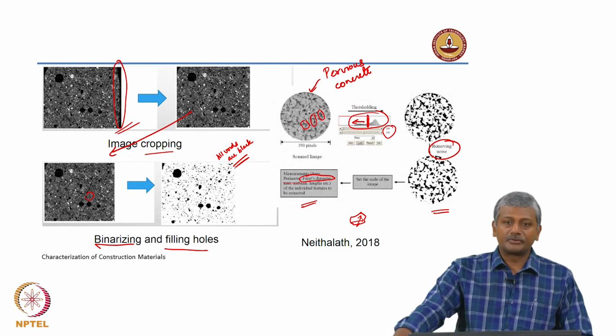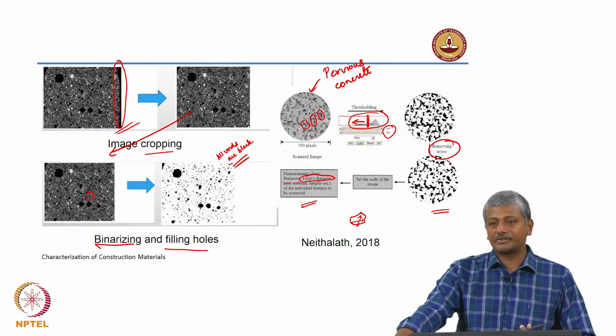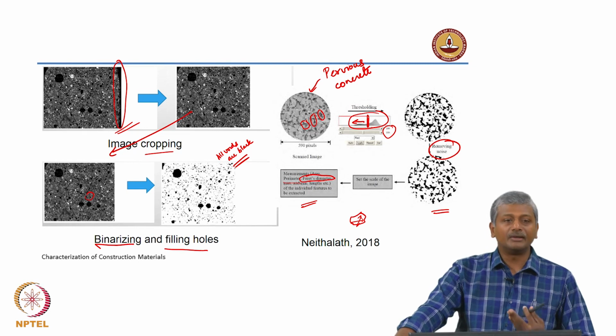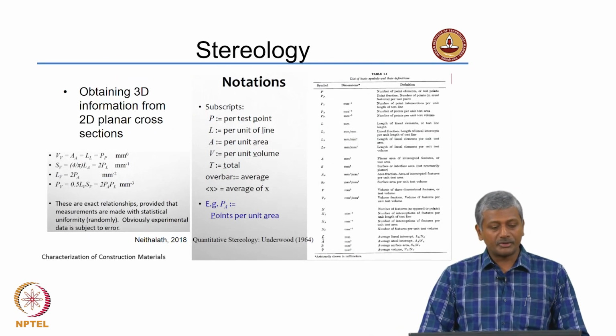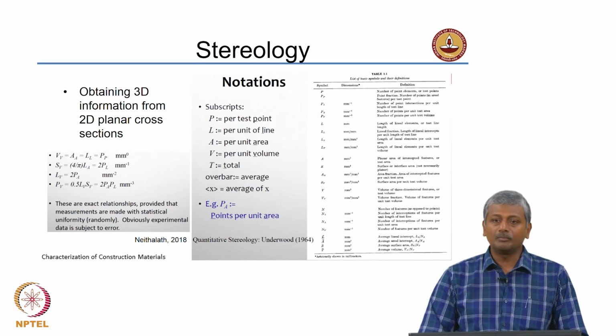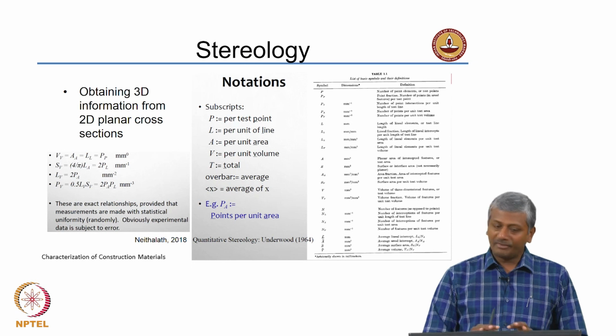So, again there are several operations you can actually perform on the binarized image to extract the feature of your interest. So, the question is, you are looking at a flat image. So, it is a 2-dimensional image and you are seeing the area fractions of the voids, but how do you convert that to a volume fraction? So, that is the realm of stereology. So, obtaining 3D information from 2D planar cross sections. So, now there are assumptions that you need to make, but these assumptions also happen to be fairly accurate.